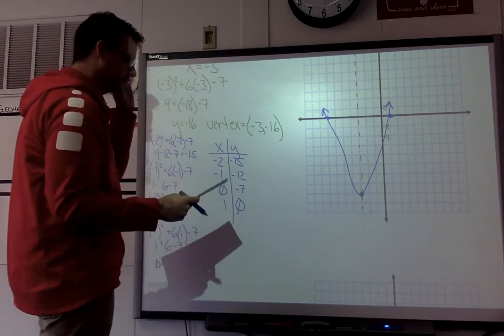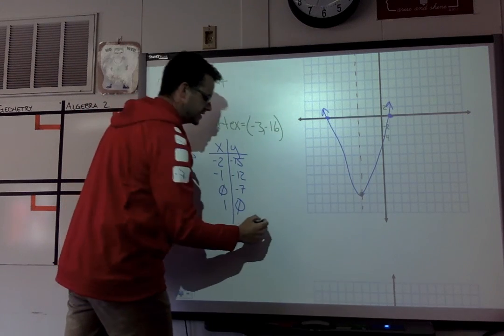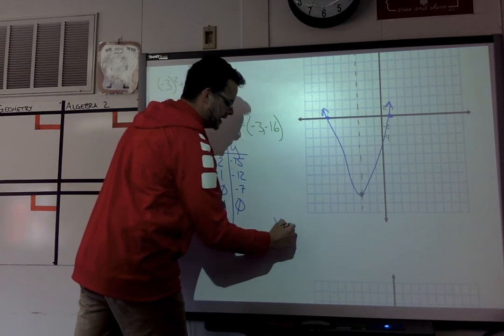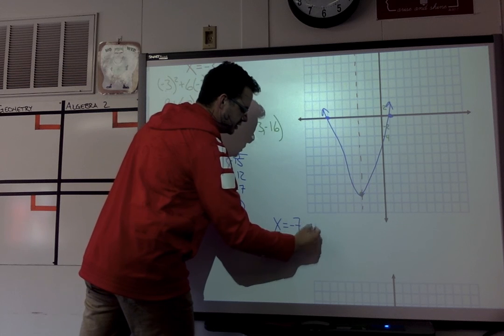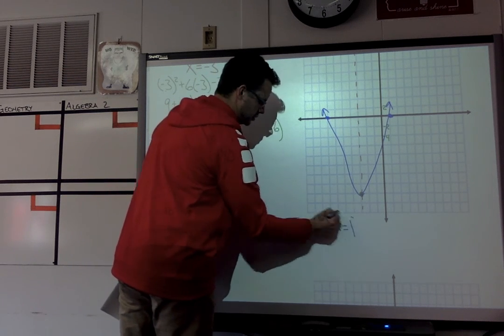Since they asked for the solutions here, we would give the 2 points where it crosses the x-axis, which would be at x equals -7 and x equals 1.